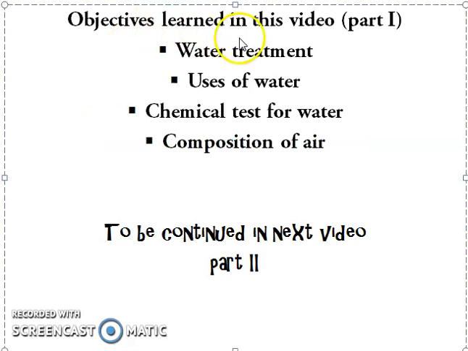The objectives which we learned in this video are water treatment, uses of water, chemical tests for water, and composition of air. So we will continue in the next video.